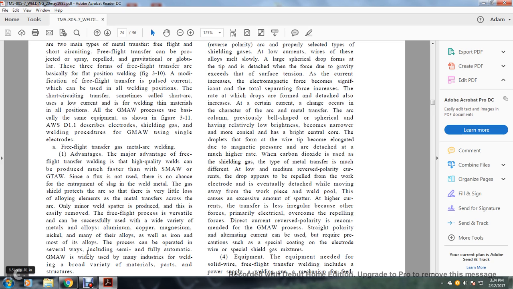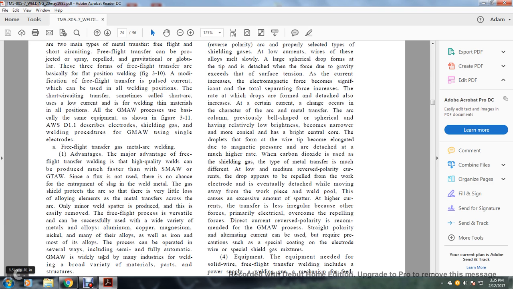The gas shield protects the arc so that there is very little loss of alloy elements as metal transfers across the arc. Only minor weld spatter is produced. This is easily removed. The free flight process is versatile and can be successfully used with a wide variety of metals and alloys: aluminum, copper, magnesium, nickel, many other alloys, as well as iron and most of its alloys. The process can be operated in several ways, including semi or fully automatic.